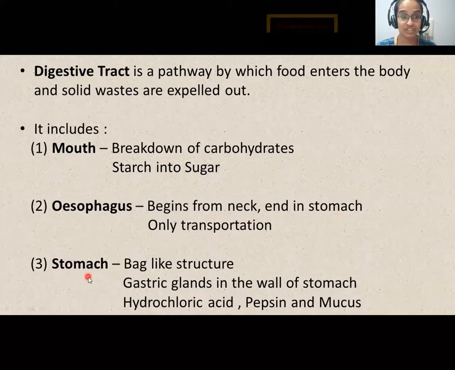Coming to the third one, that is stomach. How is the structure? It is a bag-like structure. What is there inside? The gastric glands are there in the wall of the stomach, which release a variety of enzymes.